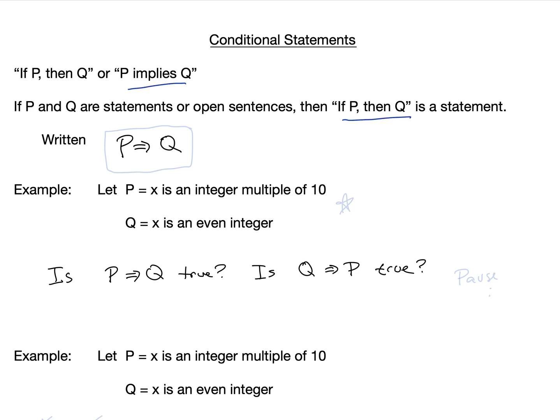It can be written as P implies Q. It can also be written as this sort of arrow with two lines, P implies Q. So this will be our symbol for P implies Q.